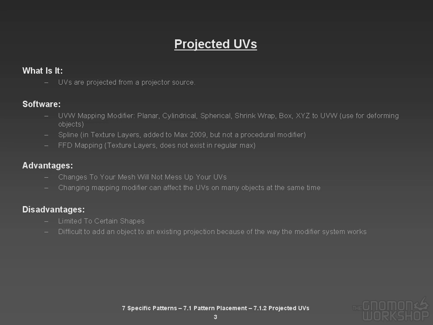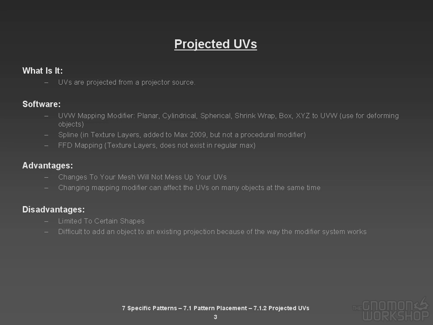Whereas the one in Texture Layers is procedural, so if you change the position of any of the knots inside of your spline, it automatically updates the mapping. Then Texture Layers also has another type of mapping called FFD mapping, which doesn't exist in regular Max. And what this lets you do is modify your mapping with an FFD cage, much in the same way as you would use the FFD modifier to make large changes to the vertexes of your object. So Texture Layers is definitely a cool plugin to use, and I recommend taking a peek into it.